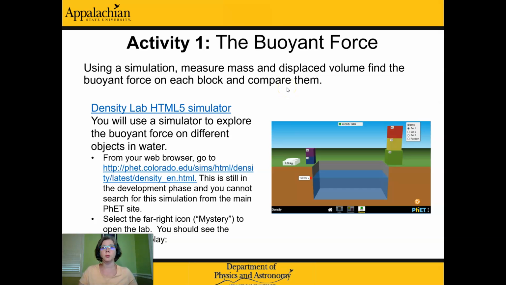After you determine the free body diagrams for objects in question, you're going to take each block individually. You're going to mass the block using the scale, and then you're going to drop the block by itself in the water and determine the volume of the water displaced by the block. From this information, you'll calculate the buoyant force on each block and compare them between the blocks.